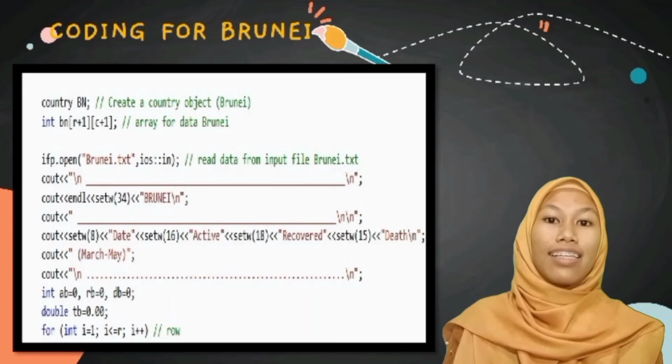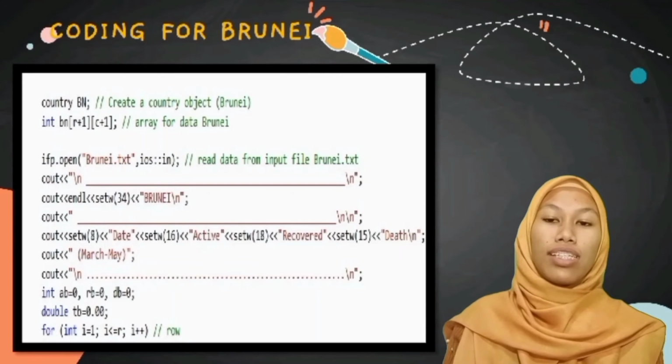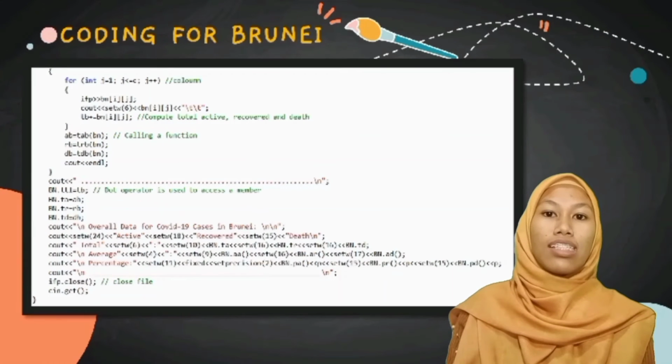Next, we have to assign initial values for active Brunei AB, recovered Brunei RB, death Brunei DB, and total Brunei TB. To create array output, we use a nested for loop. The nested loop can be seen as a matrix in which the outer loop represents the row, which is 92 rows for the COVID-19 cases from March to May, and the inner loop represents the columns, which is 4 for date, active, recovered, and death cases.